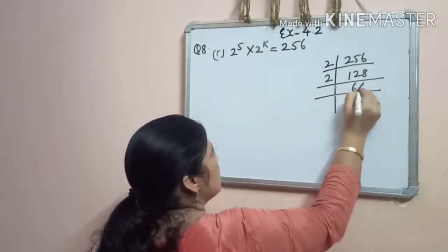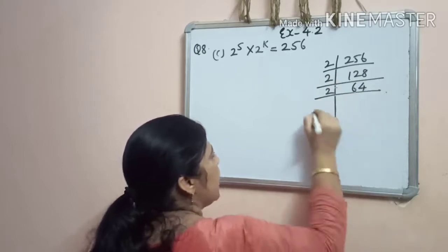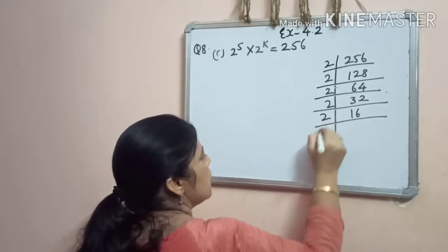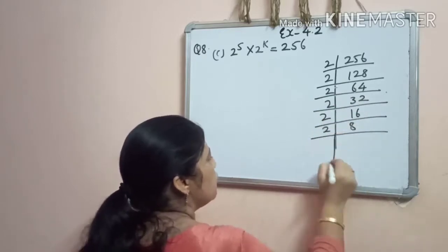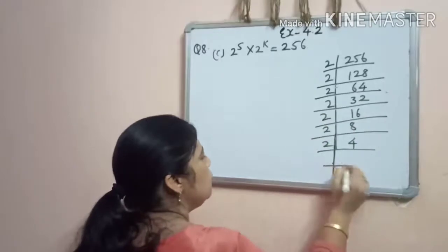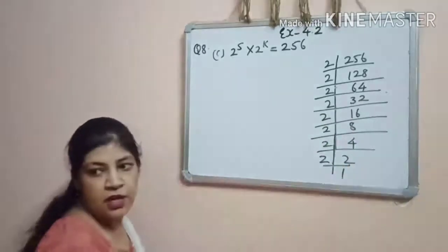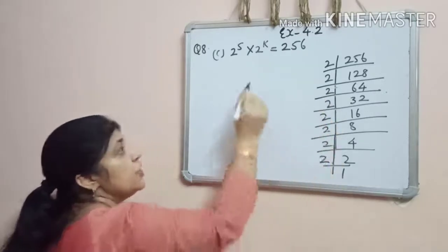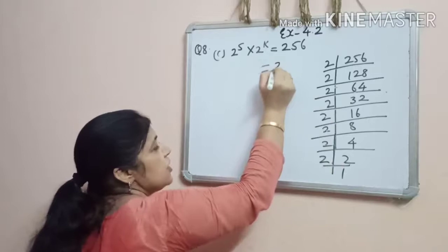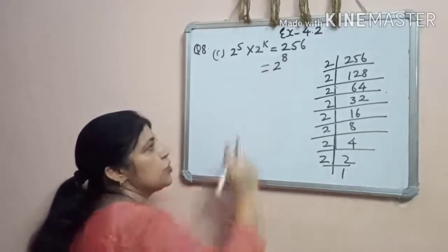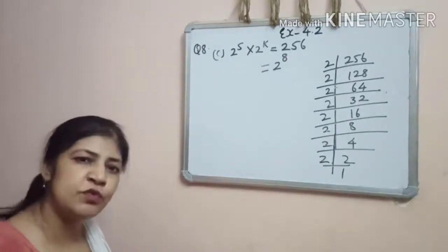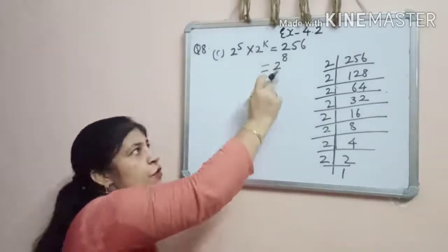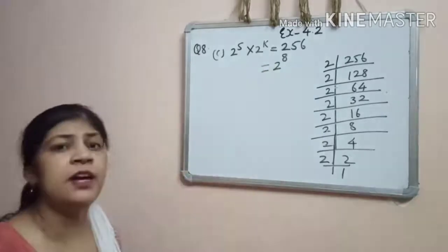Now again 2. Again 2, you will get 32. 2 8 16, 2 4 8, 2 2. Yes, it means 1 2 3 4 5 6 7 8. So 256, you can write it as 2 raised to the power 8. In place of 256, we can write it in the exponential form. So it will be 2 raised to the power 8.